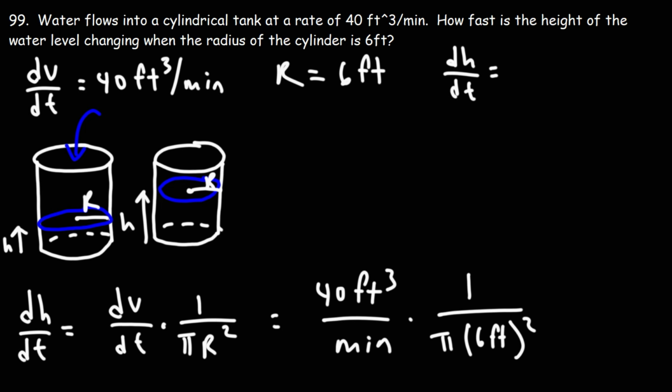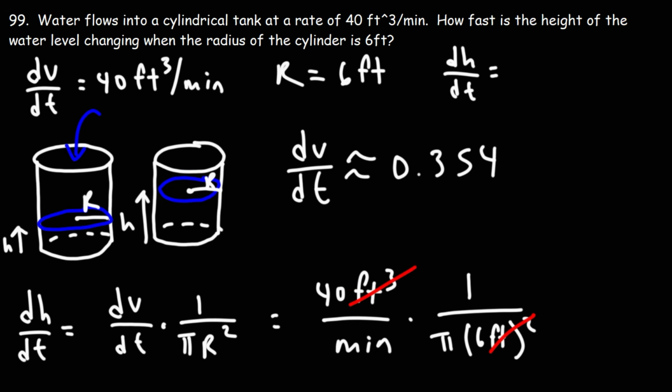So 40 divided by 6 squared, that's 10 over 9. If you divide that by pi, we get that dH/dt is approximately, this is a rounded answer, 0.354. And when we divide cubic feet by square feet, here you have feet times feet times feet, and here you only have feet times feet. 2 of them will cancel, leaving 1 behind.